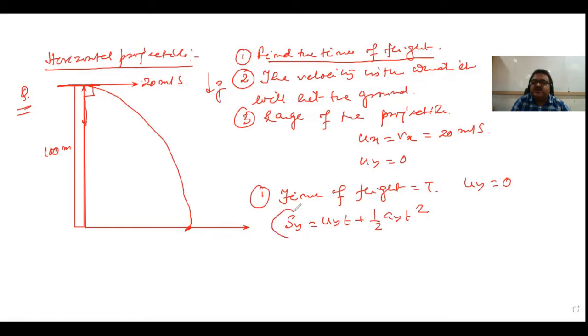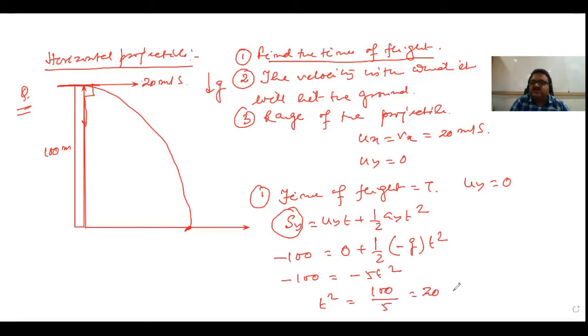What is sy? sy is this height. But look, it is below the reference level, correct? So I will consider this as minus 100. What is uy? It is 0, plus half ay, which is nothing but minus g, because I told you this g is always negative, and this is t square. Now minus 100, g is 10, so this is 10 by 2, that is 5 t square. Therefore t square equals 100 by 5, that is 20. That is, t is equal to 2 root 5 seconds.